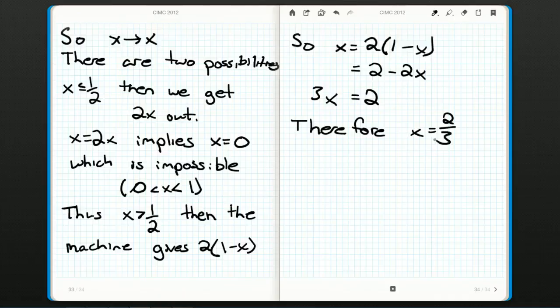Well, that is greater than a half. Okay. That makes sense. So what does our machine tell us to do? It tells us to double the difference between our number and 1. So 1 minus 2/3, that's a third. 2 times a third, that's 2/3. So we got 2/3 back. So we've done a little bit of a mental check there, and we know that this is the correct answer. And our previous work ruled out any other possible cases.